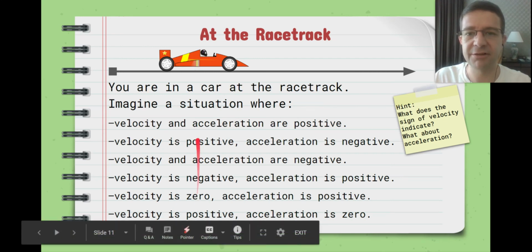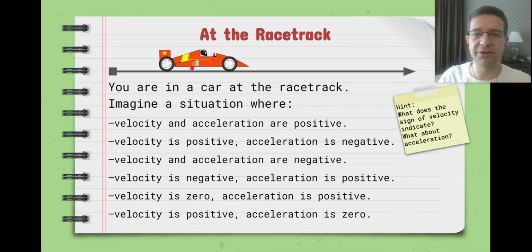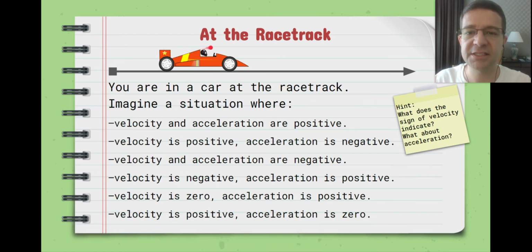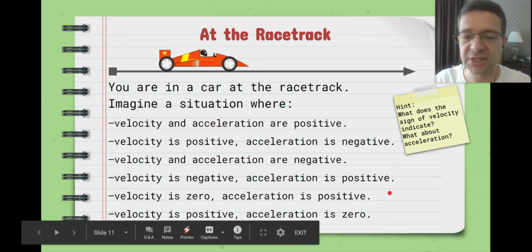Velocity is 0 and acceleration positive. If you thought of that exact moment where you're standing still, but you hit the accelerator and you feel the push back in your chair, that's an example of a positive acceleration with 0 velocity. And finally, velocity that's positive and acceleration is 0 would be at a constant speed moving in a straight line along the track, no change in velocity.